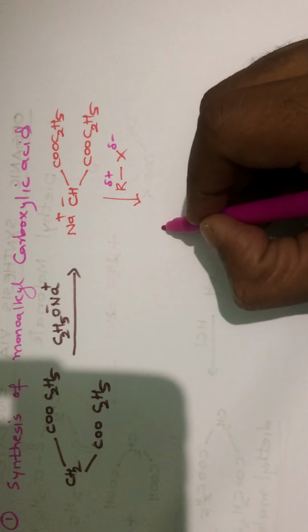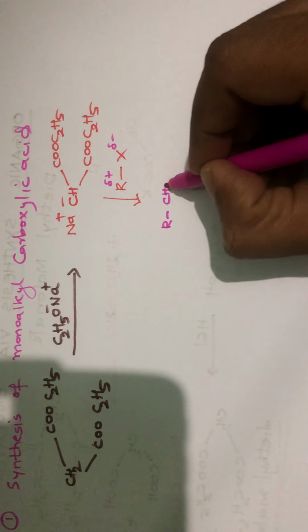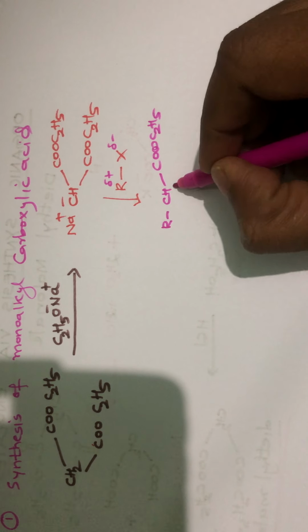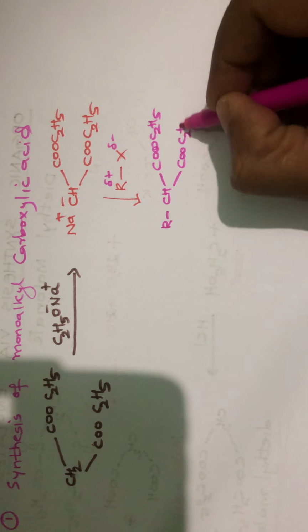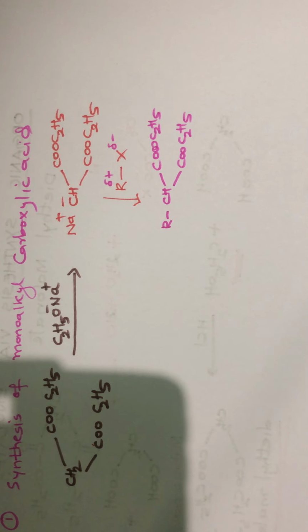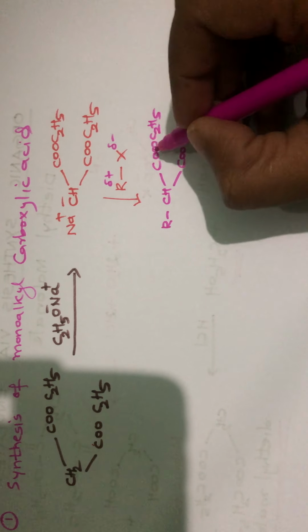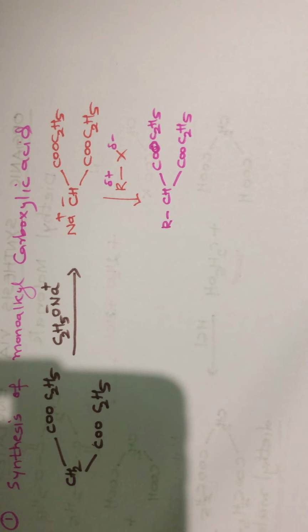So it will give RCH(COOC2H5)COOC2H5. RCH with COOC2H5 and COOC2H5 is what is obtained.